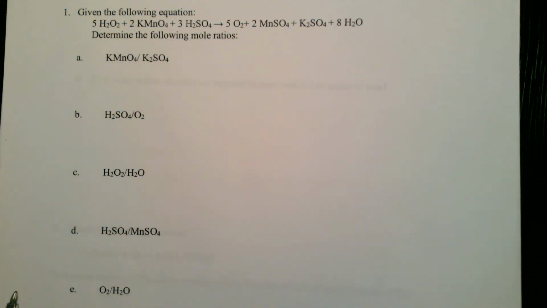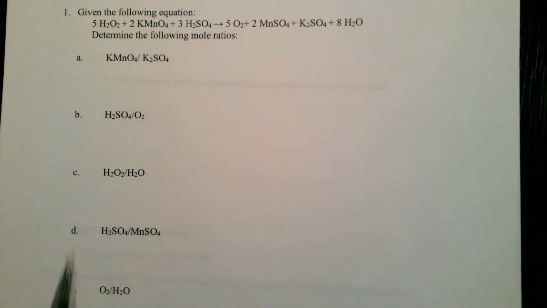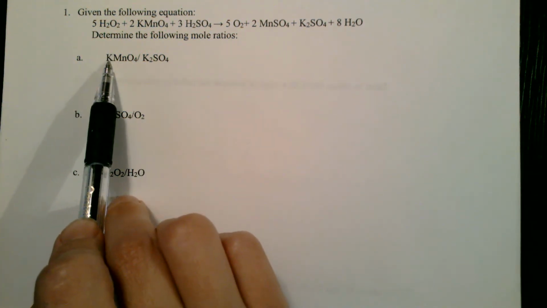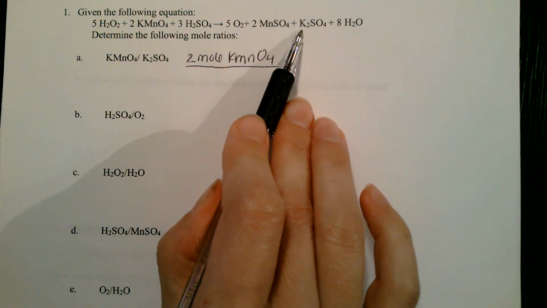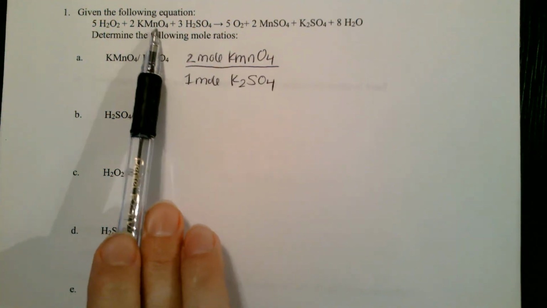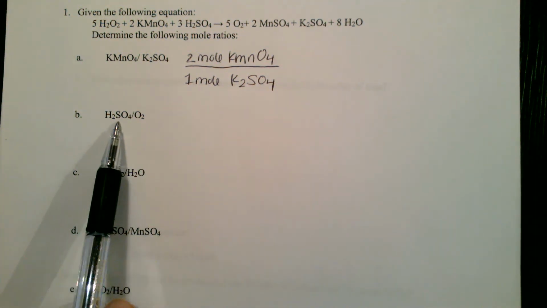We're going to use the coefficients here for this. So we're looking at the mole ratio between KMnO4 and K2SO4. We're just looking at the coefficients. Our KMnO4 is 2, so a mole ratio would be 2 mole of KMnO4. And if we look at K2SO4, there's no number there, which implies it's a 1. So 1 mole of K2SO4. That means for every 2 of these we throw into the reaction mixture, we get 1 of these as a product.